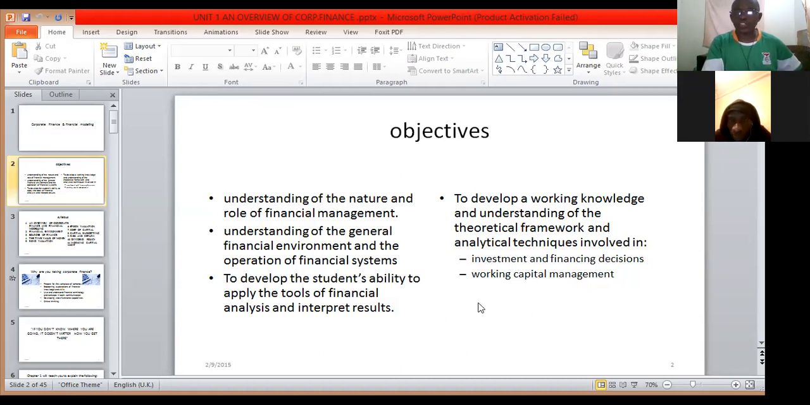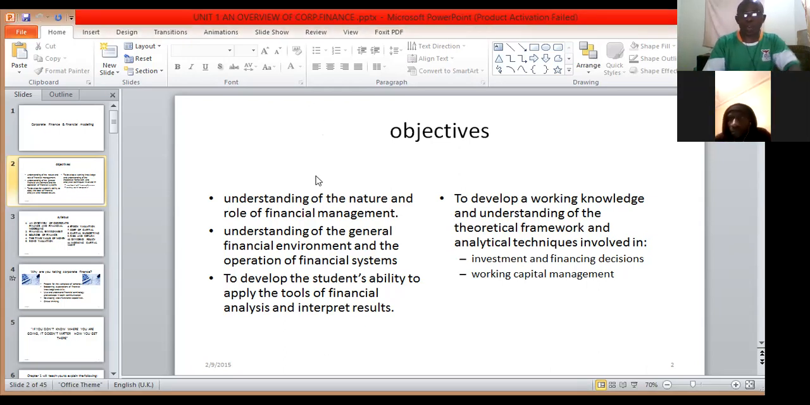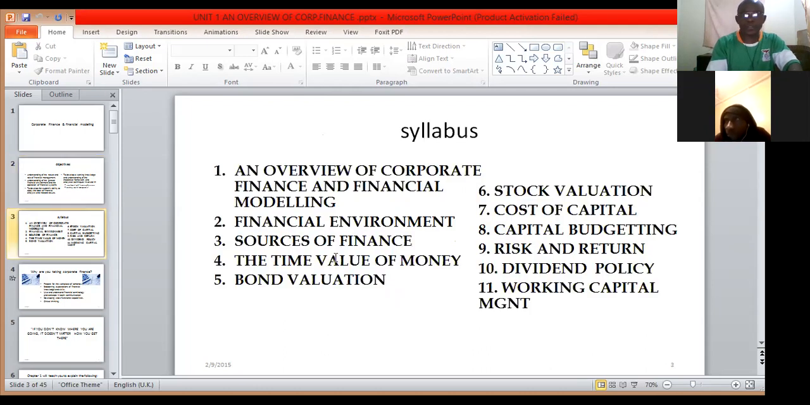We must be able to develop a working knowledge and understanding of the theoretical framework and analytical techniques involved in investment and financing decisions and working capital management. These are some of the issues that we need to understand as we begin this course. So that's what is contained in this syllabus.